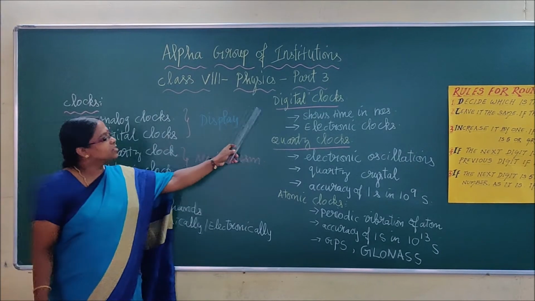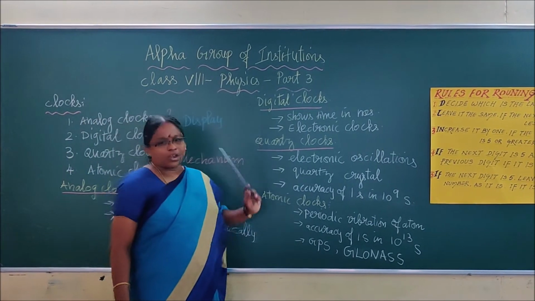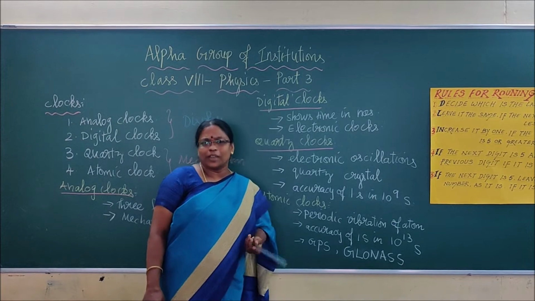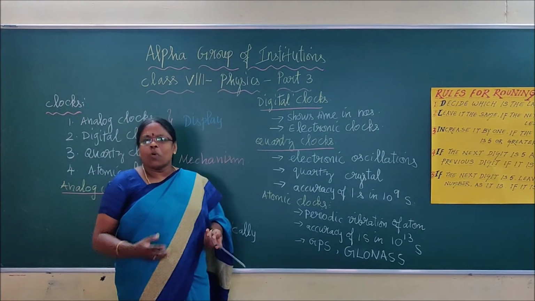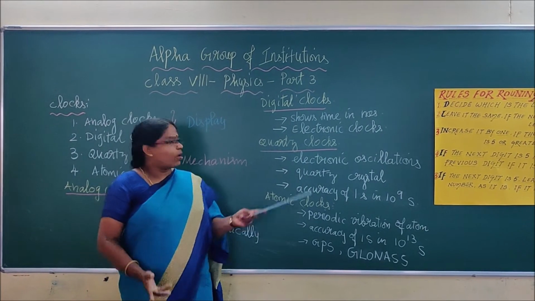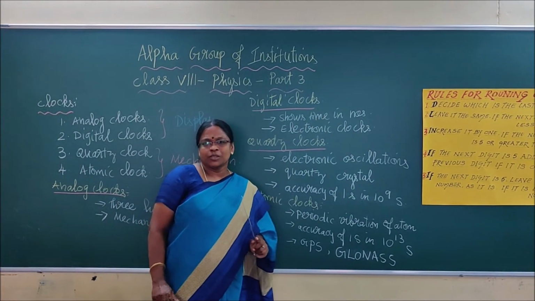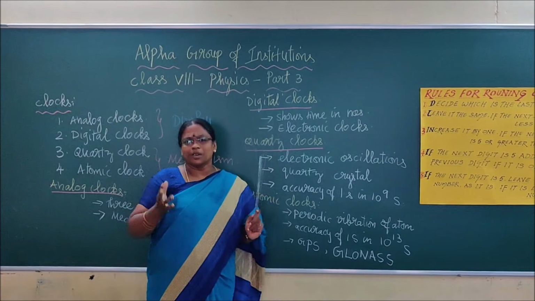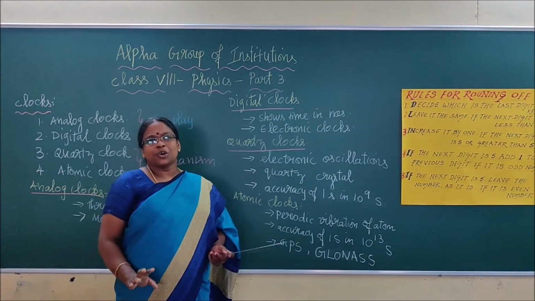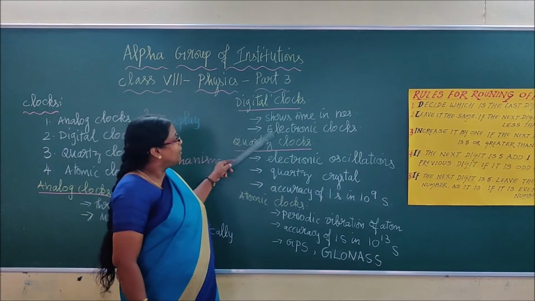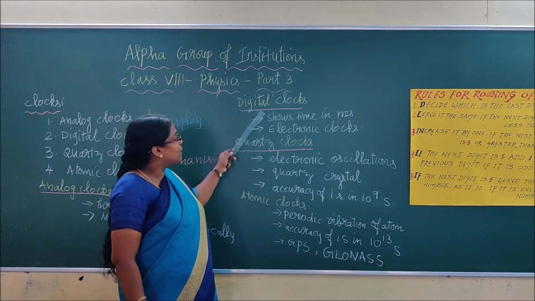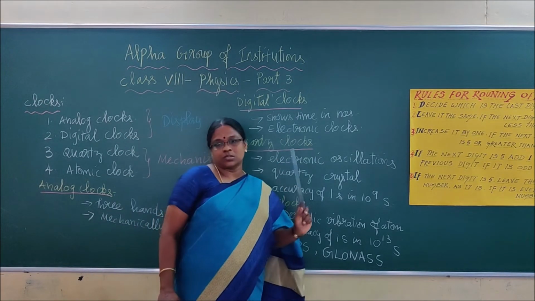Okay. Now come to the second type, the digital clock, which you people will like nowadays. Students will mostly wear digital clocks. It will show time in numbers. So the exact time will be shown in numbers, so there is no part of thinking. It is otherwise called electronic clocks.